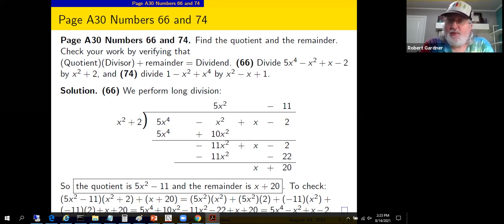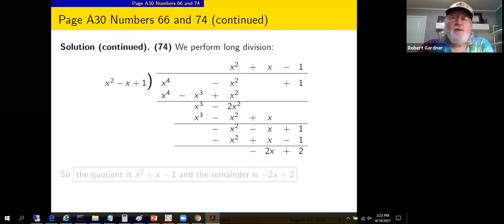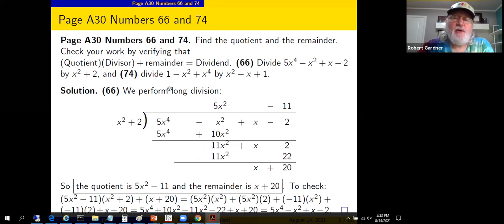Let's do another one. Number 74, and we'll do the same technique. Long division, and then we'll check it. So this one is to take 1 minus x squared plus x to the fourth and divide it by x squared minus x plus 1. That ain't in standard form.